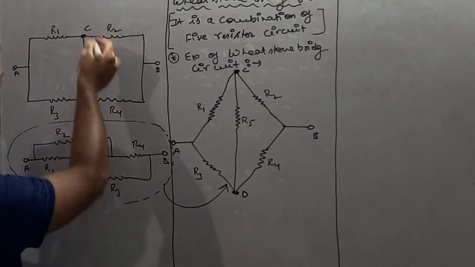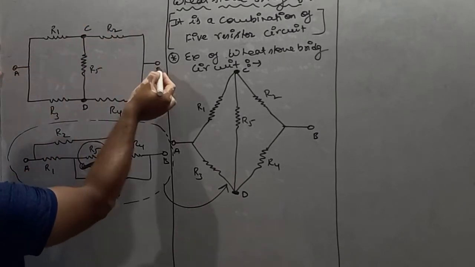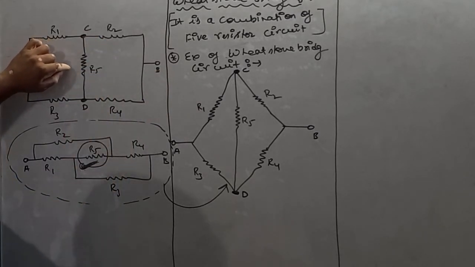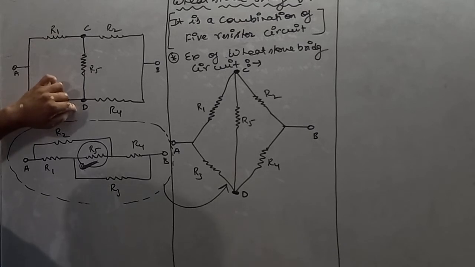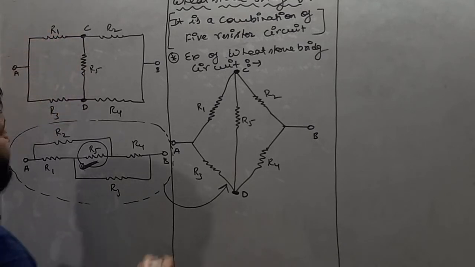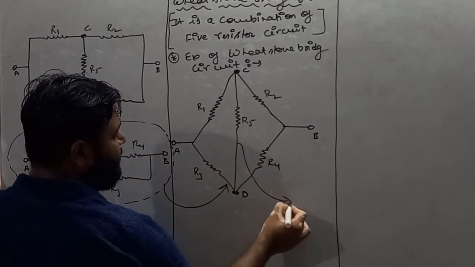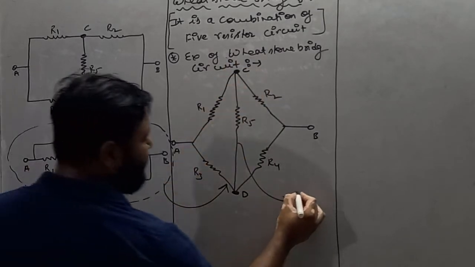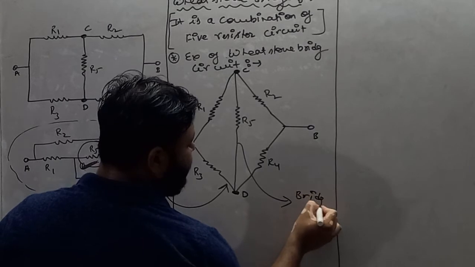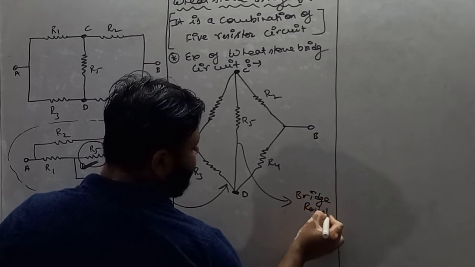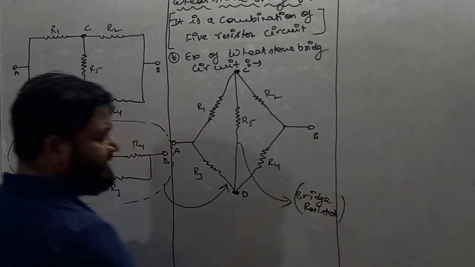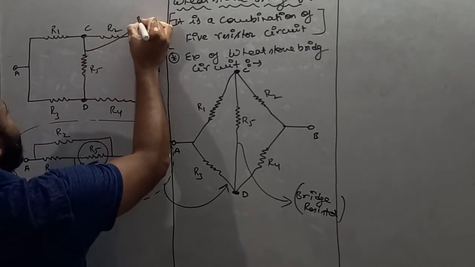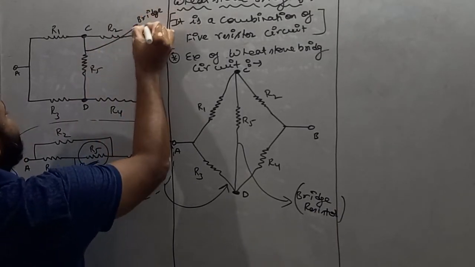So see, my dear student, A and B are these points, C and D are these points. Again, R5 is connecting point C and point D with each other. So this resistor, which is connecting point C and point D, is considered to be, dear student, a bridge resistor. Remember, this resistor is considered to be a bridge resistor. Similarly, this R5 is considered to be a bridge resistor.